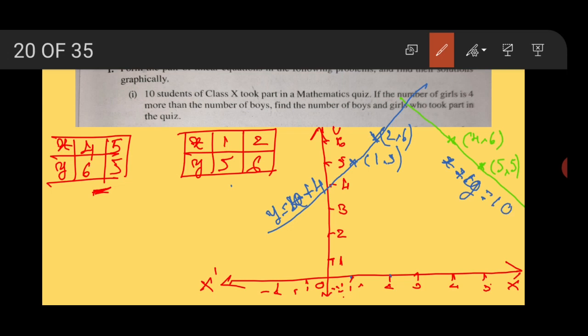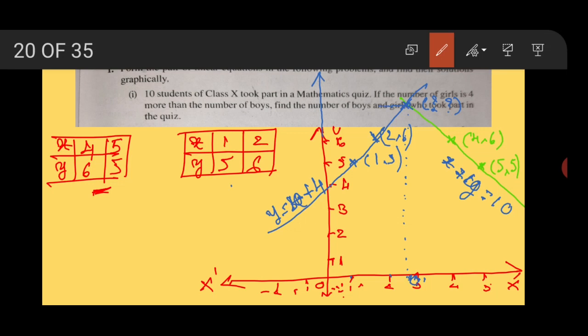Now find the number of boys and number of girls. The 2 straight lines meet at a distinct point. This is the point. Here what is the value of x and what is the value of y? We have to find it. For the value of x, draw a perpendicular line to the x-axis, and produce the perpendicular to the y-axis.